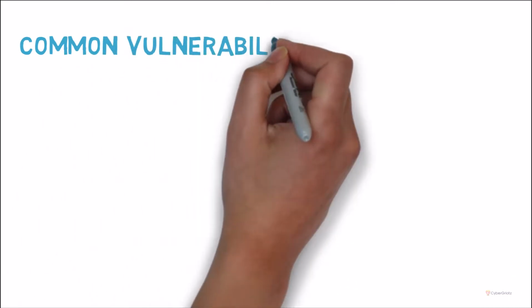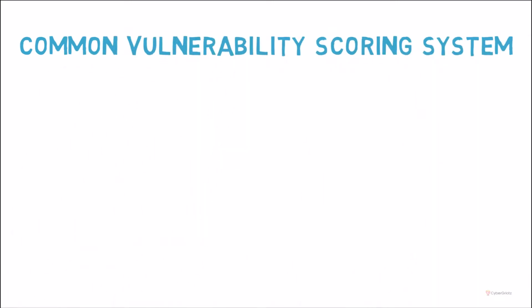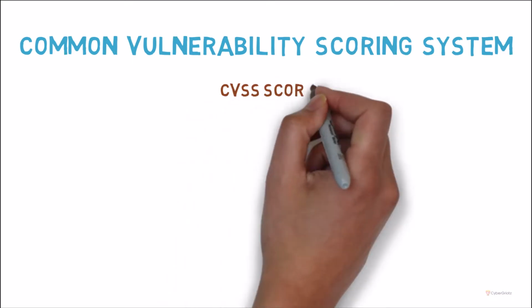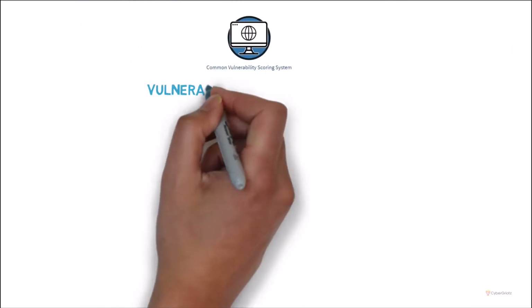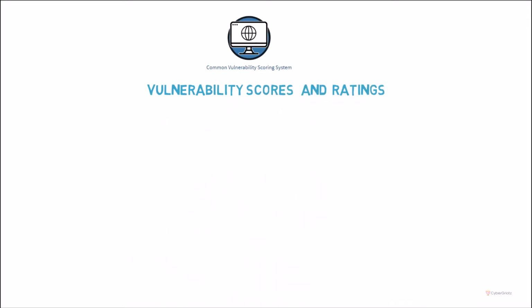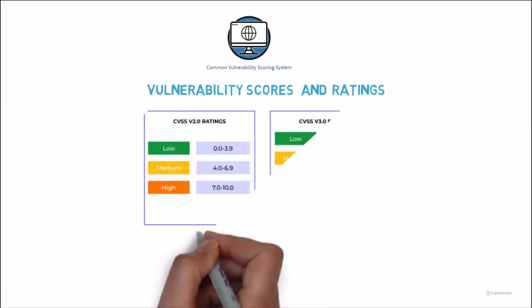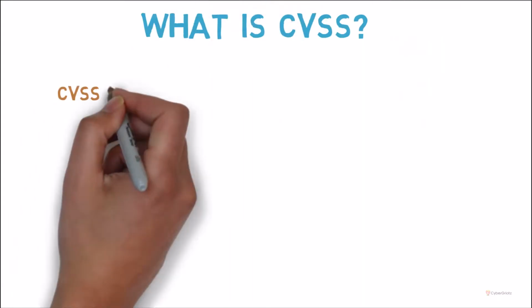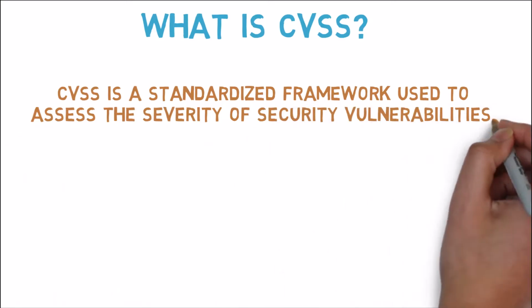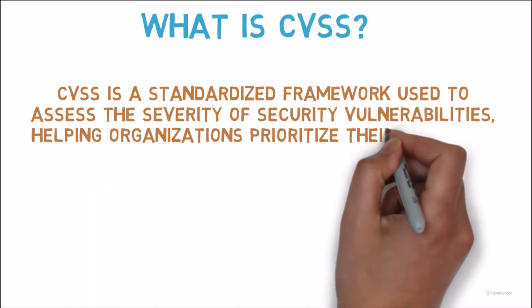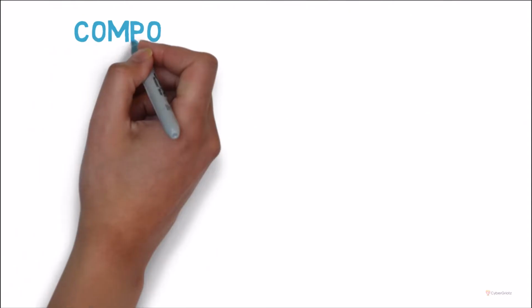CVSS scores, understanding the basics. Welcome to our quick guide on the Common Vulnerability Scoring System, or CVSS. In this session, you'll understand how we score the severity of vulnerabilities in the cybersecurity world. CVSS is a standardized framework used to assess the severity of security vulnerabilities, helping organizations prioritize their responses.